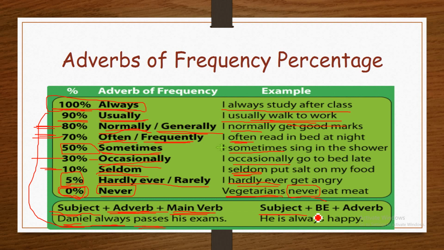Or subject plus be. Be is what? Verb to be is am, are, was, were, plus the adverb. He is always happy. He is the subject, is is verb to be, and always is the adverb of frequency, which means 100%.